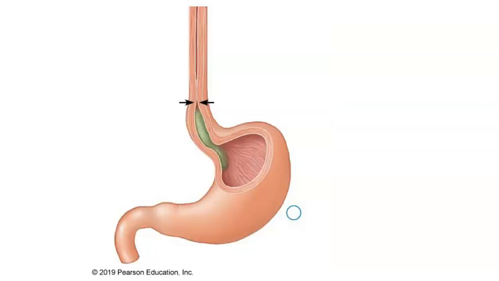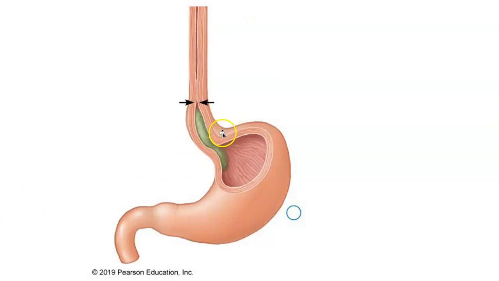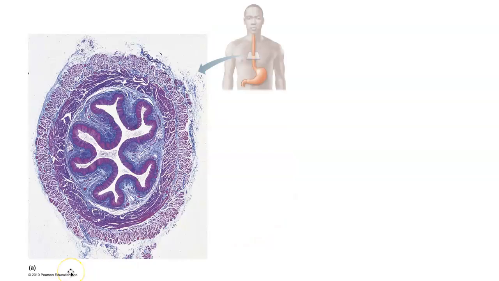Once a peristaltic wave reaches the distal portion of the esophagus, the cardiac sphincter, or the lower esophageal sphincter, opens and the bolus enters into the lumen of the stomach.